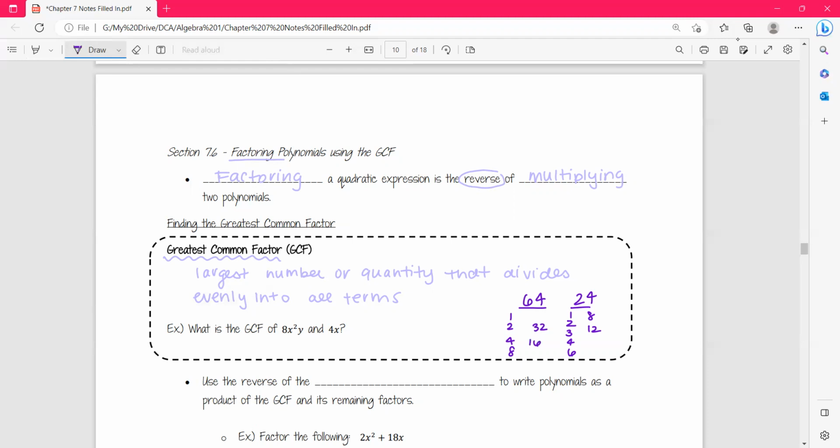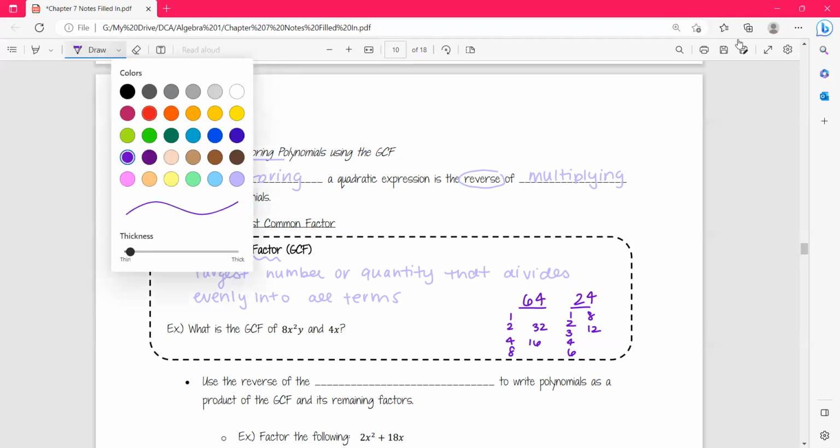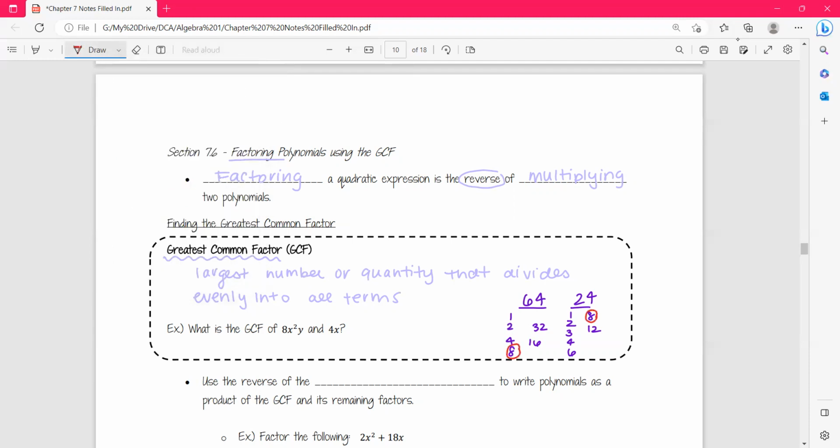Okay. What I want us to notice is the greatest common factor of those two numbers, and hopefully we can see it. And that's going to be 8. Right? 16 and 32 aren't on my 24 list. 12 isn't on my 64 list. So the greatest number that divides evenly into 64 and 24 is 8. So GCF over here is 8.